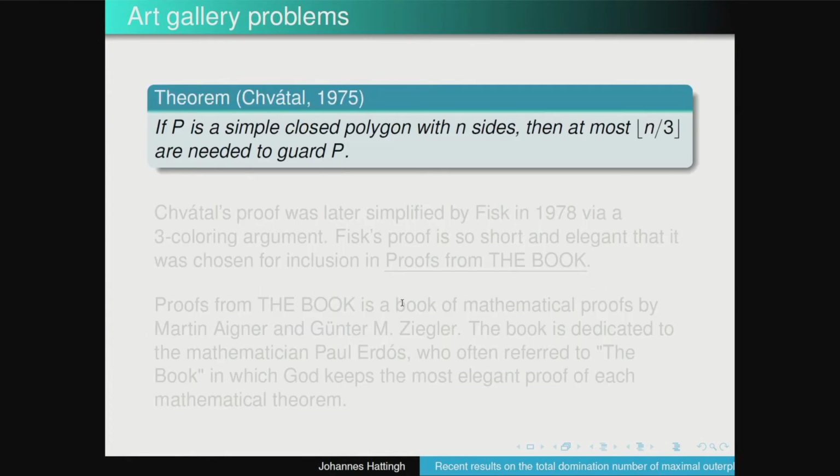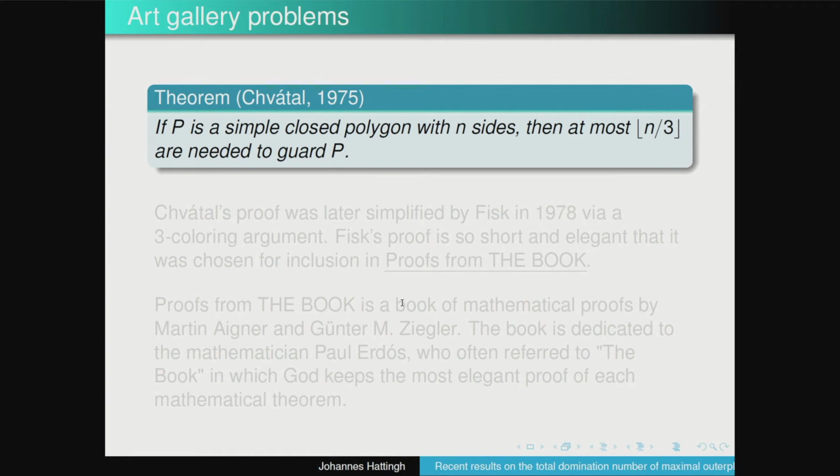But in any case, the first theorem about this was Chvátal in 1975. He said that if you have a simple closed polygon with n sides, then you need at most the floor of n over 3 guards to guard that polygon. Now you may think, well, I'll come back to that later. If you start thinking about a polygon, you can start triangulating it, and then it forms a maximal outerplanar graph. And of course, it has a Hamiltonian cycle. And then you think, well, any cycle needs roughly n over 3, so what's so difficult about this proof?